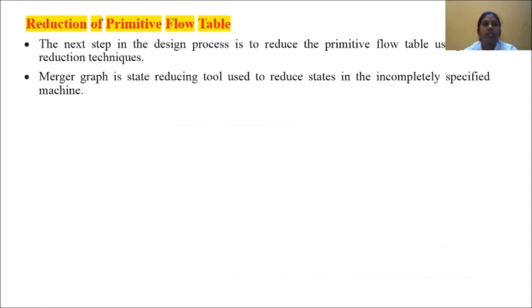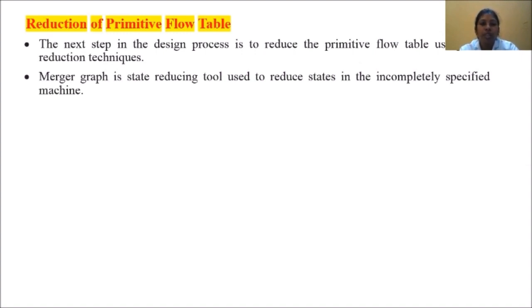So the next step is the reduction of the primitive flow table. It is to reduce the primitive flow table using a state reduction technique. So how to reduce the primitive flow table? This process is done by using a tool called a merger graph. So we are going to use the merger graph technique to reduce the primitive flow table. The merger graph is a state reducing tool that is used to reduce states in an incompletely specified machine.